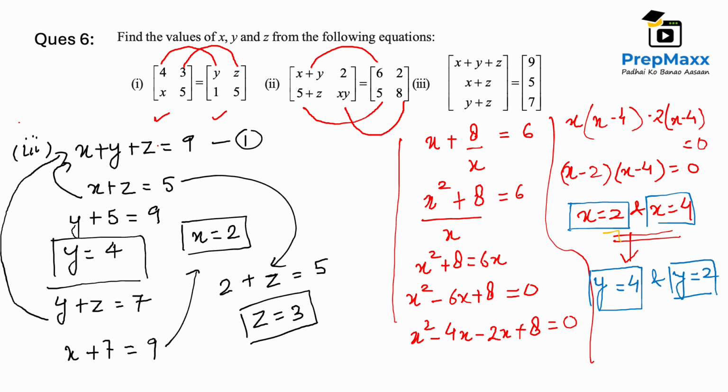Using these three equations, x plus y plus z is 9, x plus z is 5 and y plus z is 7. So that's it, the solution of question number 6. Let's proceed to the next question.